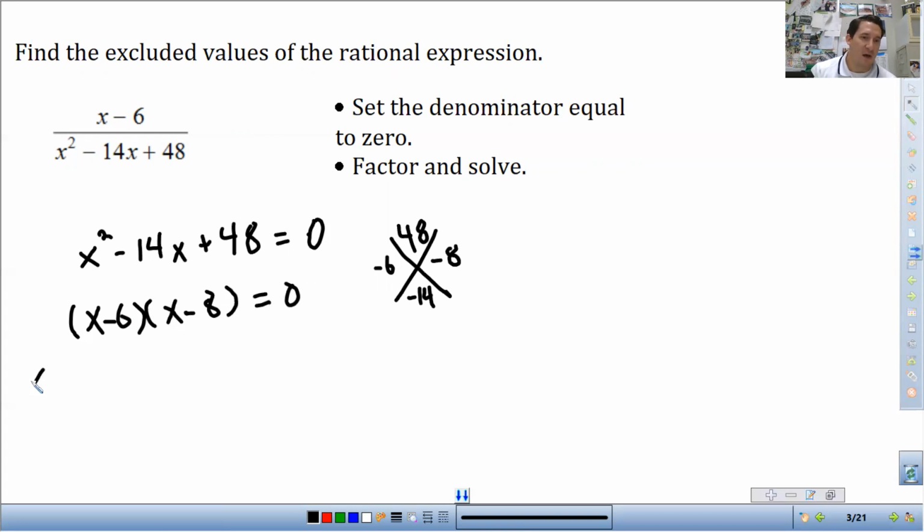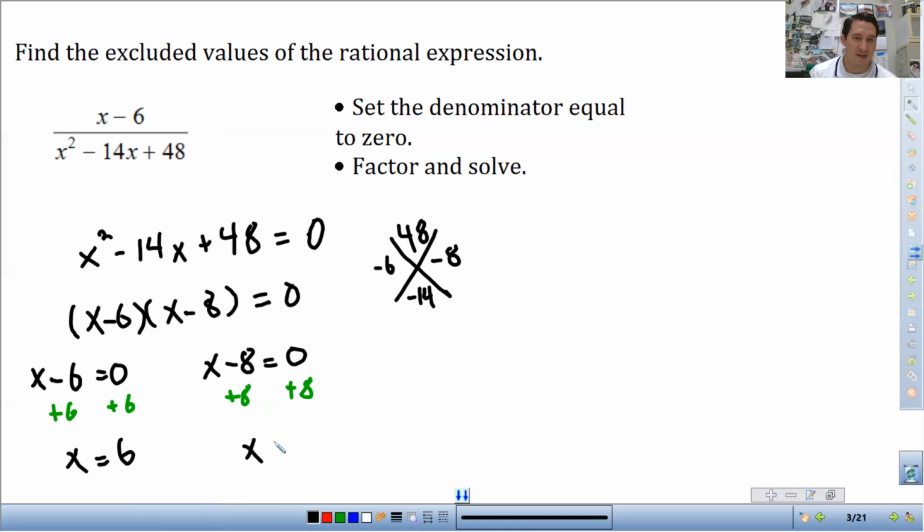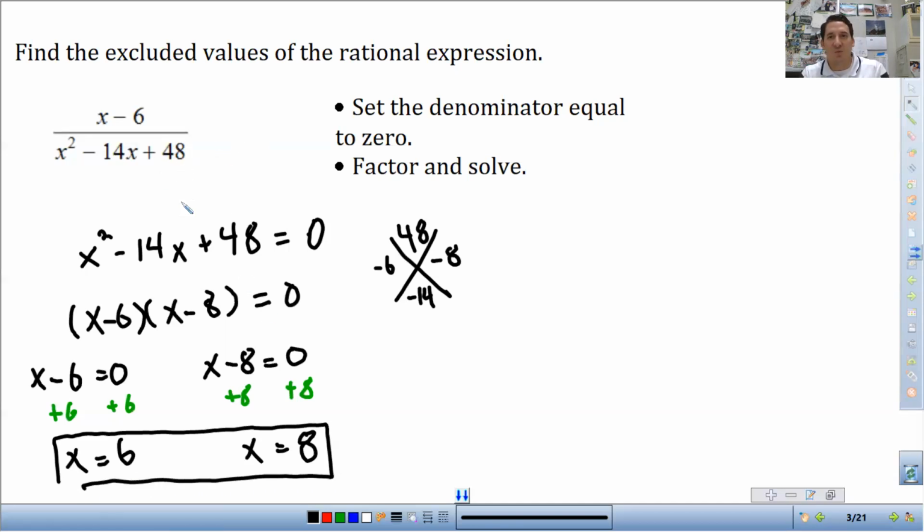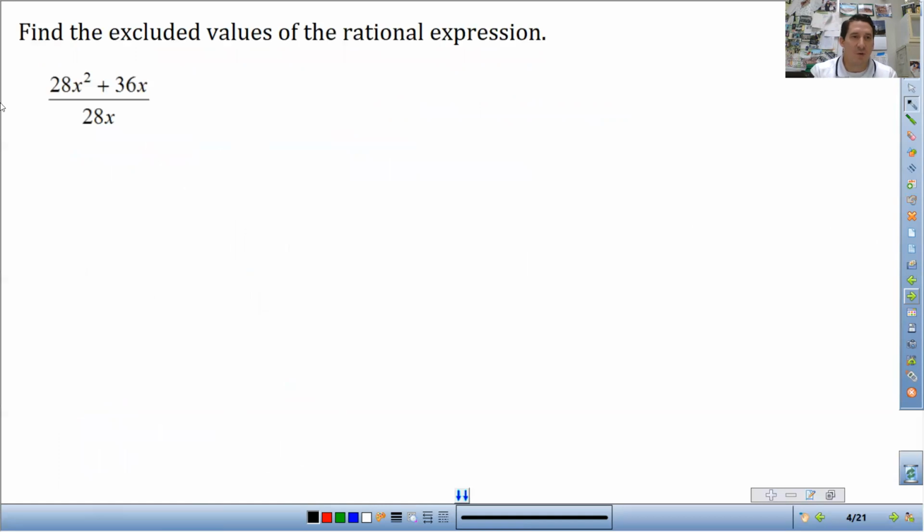Remember from the last unit, to solve that from there, use the zero product property. You set each factor equal to 0 and then solve. You're going to add 6 over here, and solve this one over here. I'm going to just do it real quick. But this one, x is equal to 6. Over here, x is equal to 8. So these are the two excluded values. That's where the function is undefined. Remember, you can't divide by 0. So it's undefined there.